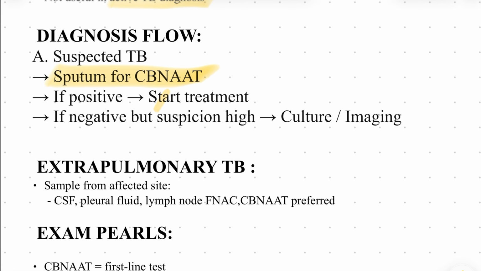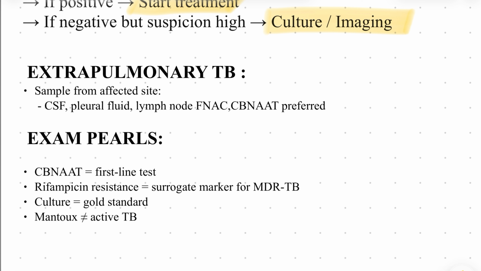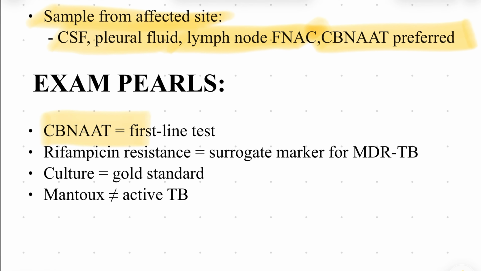Then the diagnosis flow: suspected TB, sputum for CBNAAT. If positive, start treatment. If negative but suspicion is high, then you have to continue with culture or imaging to confirm your diagnosis. Then coming to extrapulmonary TB, samples from the affected site. We usually collect CSF, pleural fluid, or lymph nodes by FNAC. CBNAAT is preferred. CBNAAT is the first line test, and rifampicin resistance is a surrogate marker for MDR TB, multi-drug resistant TB. We'll talk about this in detail in further sessions.